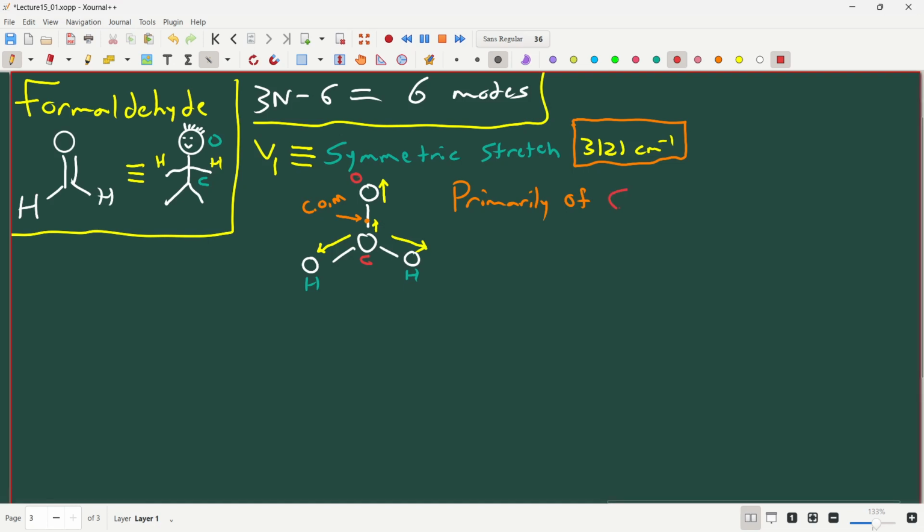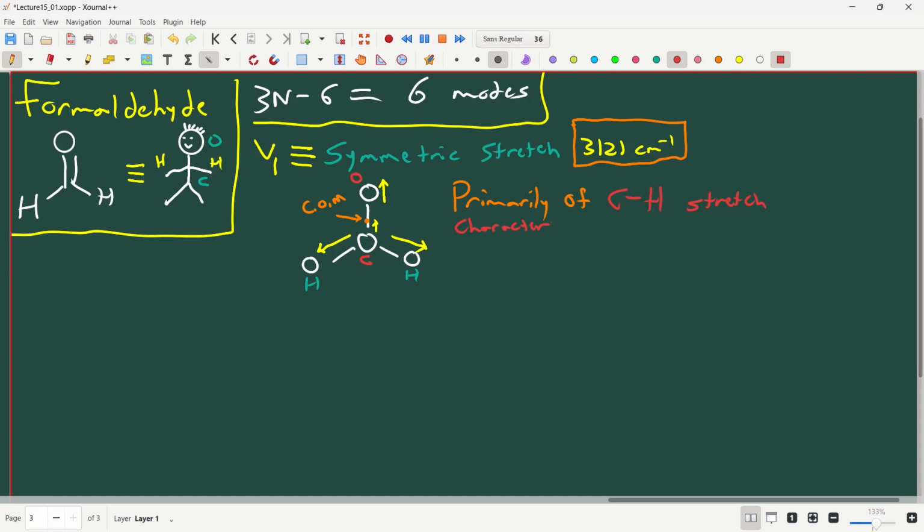But this is primarily of what we call CH stretch character. That's what an organic chemist would say. We call this a CH stretch, but it's not really a CH stretch. The whole molecule is stretching symmetrically. It's just that the primary motion, the primary displacement, is the hydrogens moving away from the center of mass symmetrically.